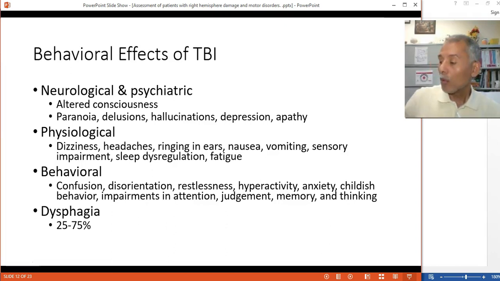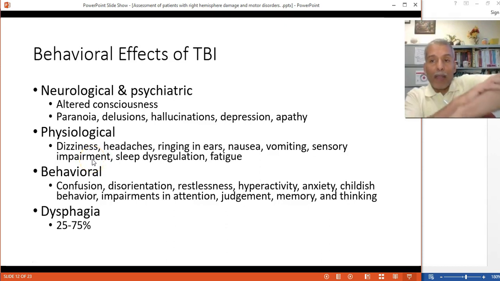So you would be among the first professionals to see a patient in the ICU. You would be one of the first people to test consciousness and alertness and so on. The neurologist is also there. Physiological signs include dizziness, headaches, ringing in the ears, nausea, and vomiting, sensory impairment.